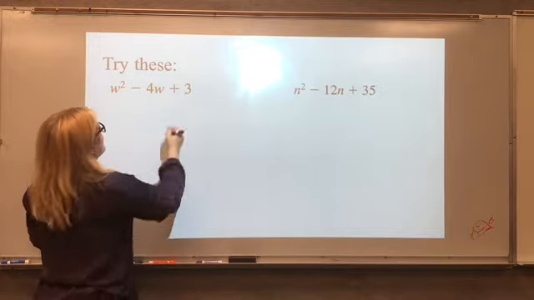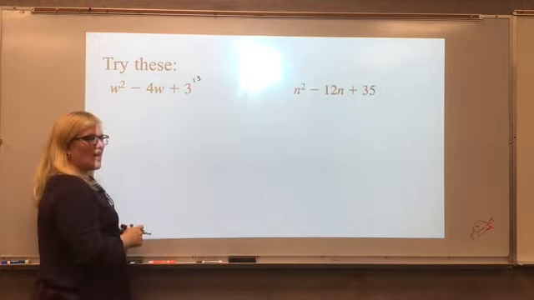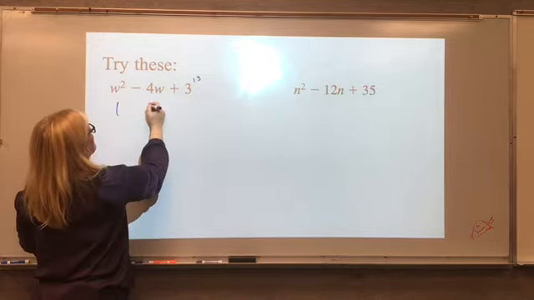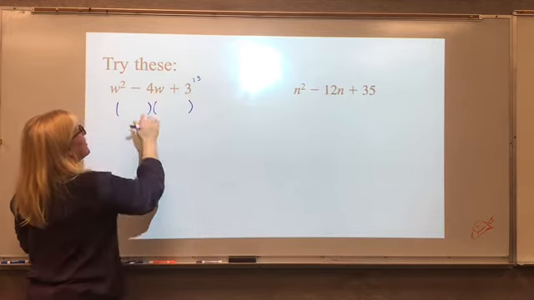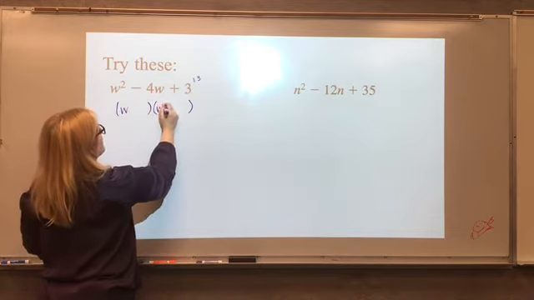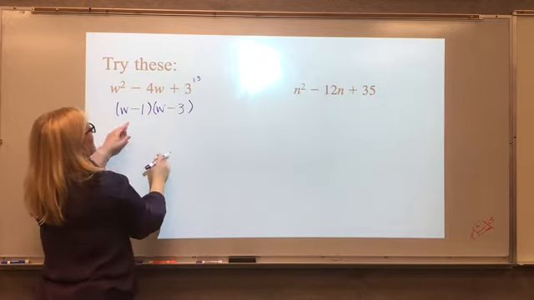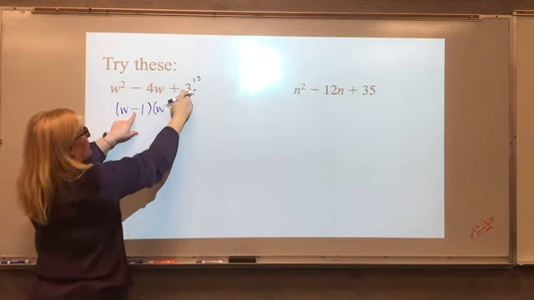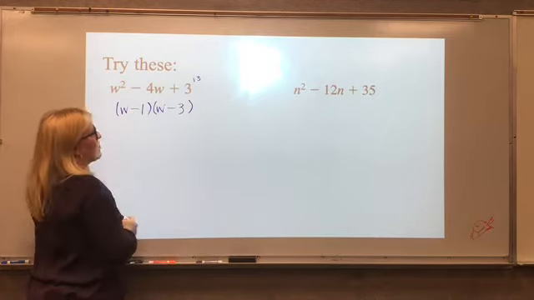Okay, so here I have 1 times 3. That's what I have. That's it. So 1 and 3 add up to give me 4, but this is negative and this is positive. So I've got w and w. I've got negative 1 and negative 3, right? Negative 1 times negative 3 is 3. Negative 1 plus negative 3 is negative 4.